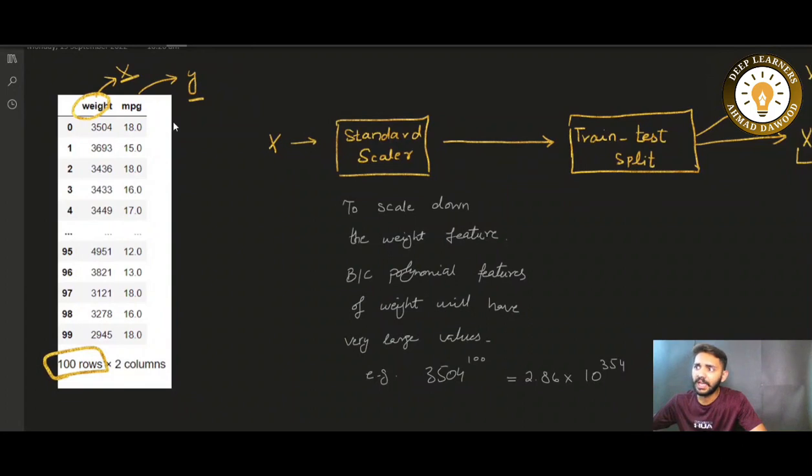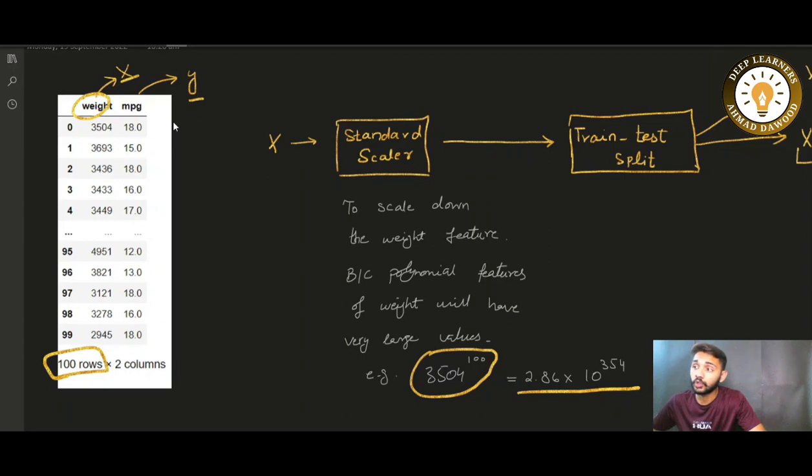For X, I will first use a standard scaler to scale down my weight values. The reason is that I have to use a polynomial model, and when I take the higher power of the weight values, which are in the form of thousands, like 3504, then taking the power 100 of 3504 gives a very, very large value, like 2.86 times 10 raised to the power 354.